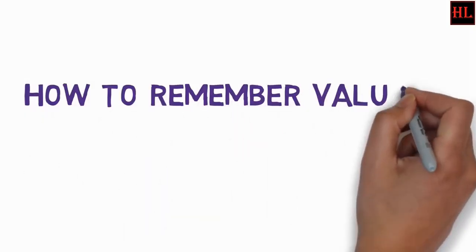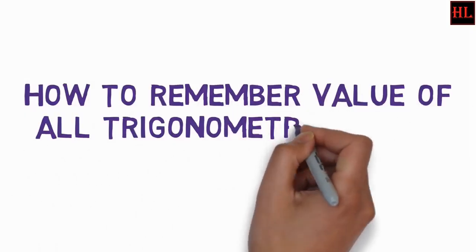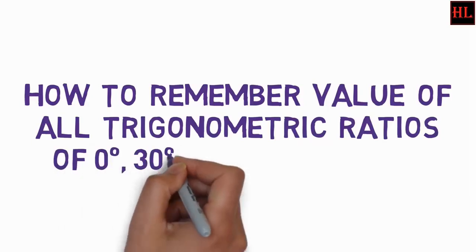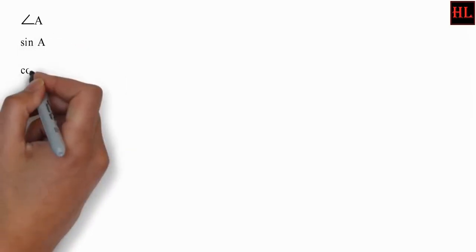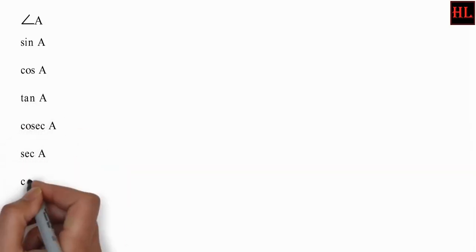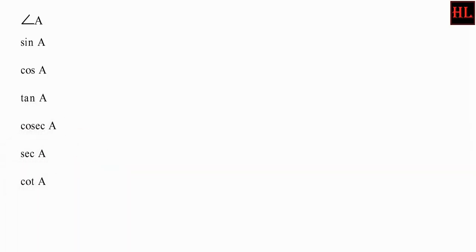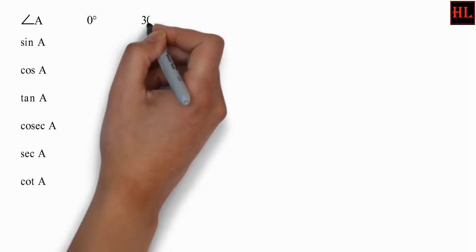Hello friends, in this video we learn how to remember values of all trigonometric ratios of 0, 30, 45, 60 and 90 degree angles. First of all, we'll draw a table and we'll take angle A as reference. We'll write trigonometric ratios along the column, and after that we'll write the angles along the row.